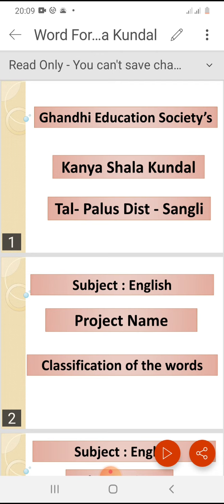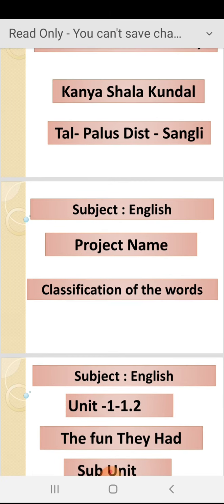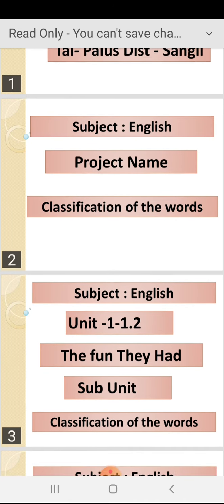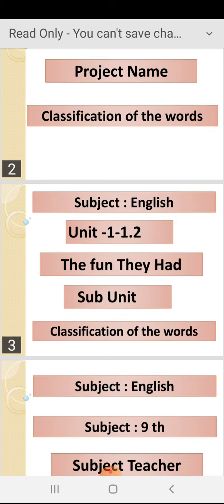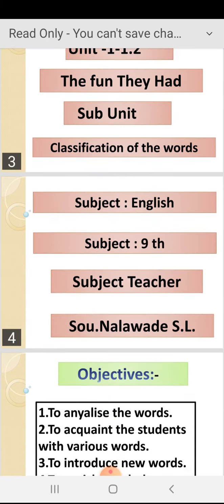See here, I will show you one project: classification of the words. Here is a PPT about the classification of the words. The unit is "The Fun They Had", and under this unit there is a classification of the words.